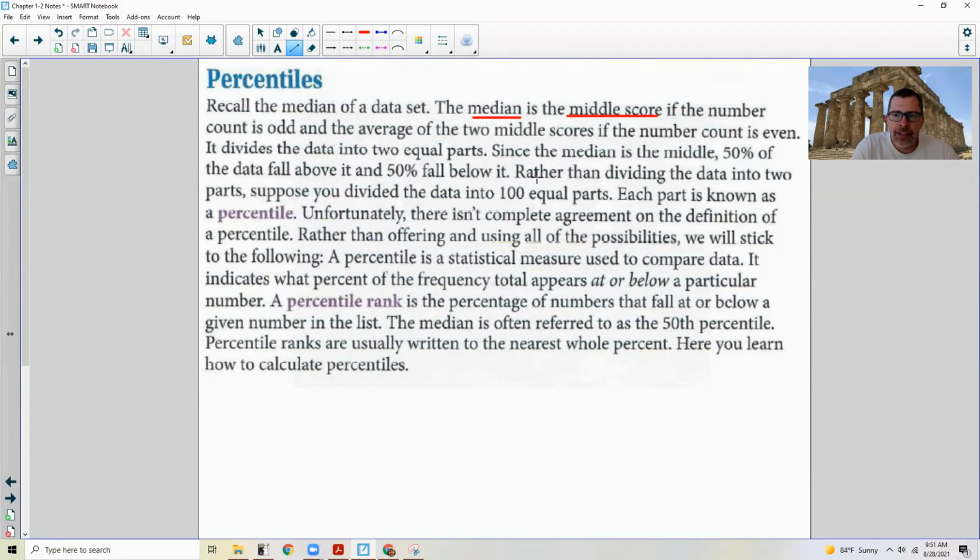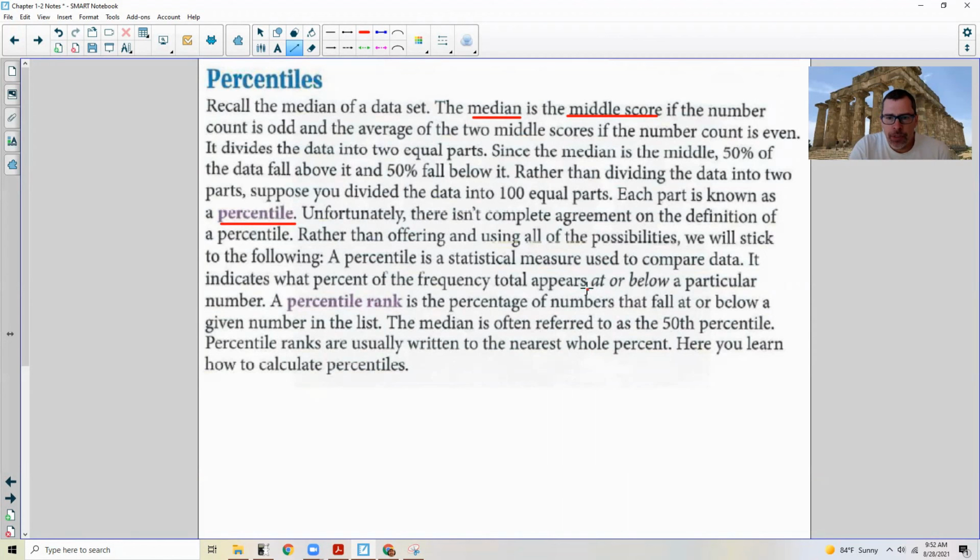Rather than dividing the data into two parts, suppose you divided the data into 100 equal parts. Each part is known as a percentile. So there's the next definition. The word percentile just means what portion of that percent. Unfortunately, there isn't complete agreement on the definition of percentile. Rather than offering and using all of the possibilities, we will stick to the following. A percentile is a statistical measure used to compare data. It indicates what percent of the frequency total appears at or below a particular number.